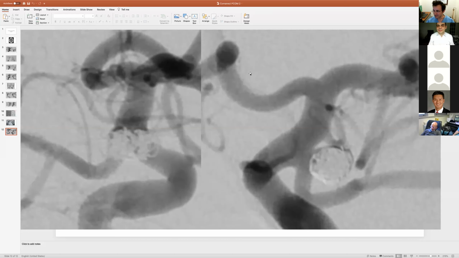Or if you deflate the Comaneci, you can advance the microcatheter over that. And you can use the Comaneci as a scaffold, like in a stroke, right? Have you tried it in stroke or in vasospasm, the Comaneci? We have tried it in vasospasm. We were not too happy.